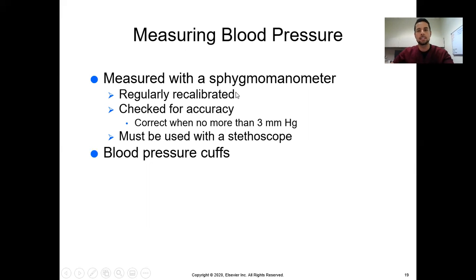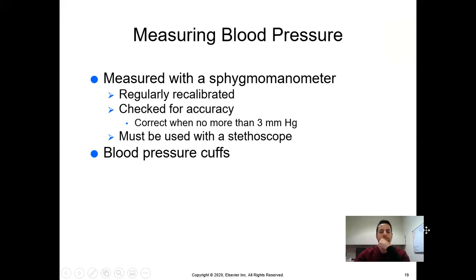Even though a lot of these clinics have electronic blood pressure machines, we're going to usually do it manually at certain locations. Batteries may run out, whatever it may be. So you just want to ensure that you're doing it correctly.